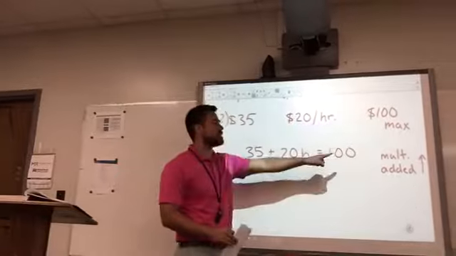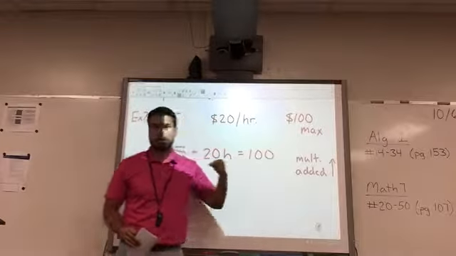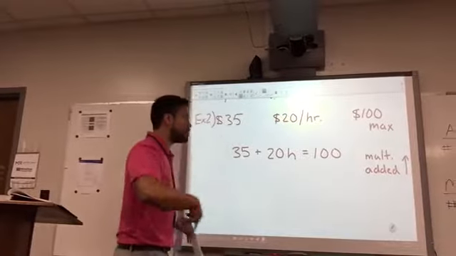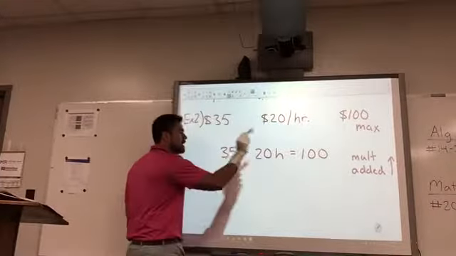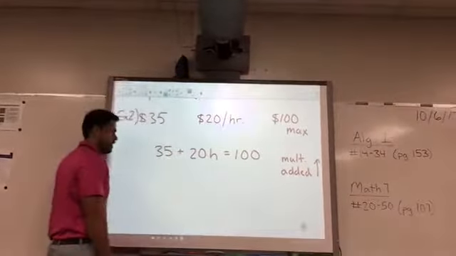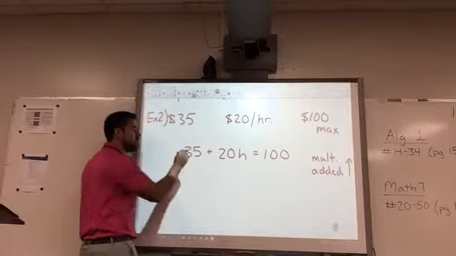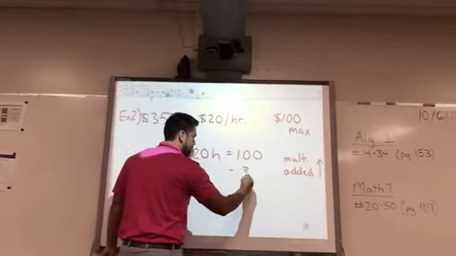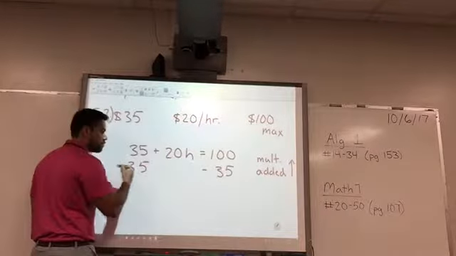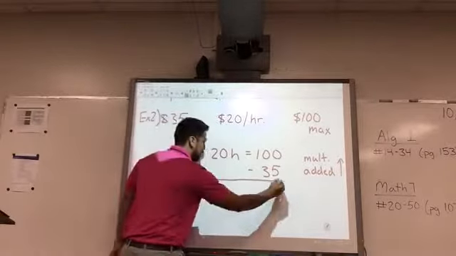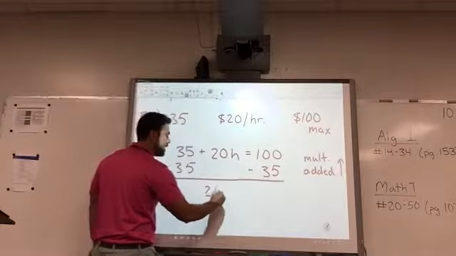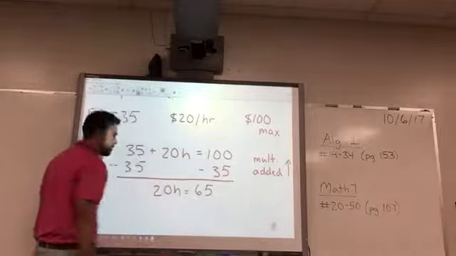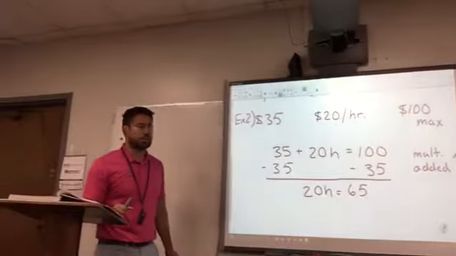Now you don't have to write this down. I'm going to write it on all the problems because I want you to see what's going on in my mind and then what process you're going to go through. So what undoes addition? Subtraction. So I'm going to subtract $35 from both sides, because this is an equation we have to subtract from both sides, and we're left with 20h equals 65, because I took away 35 from both sides.